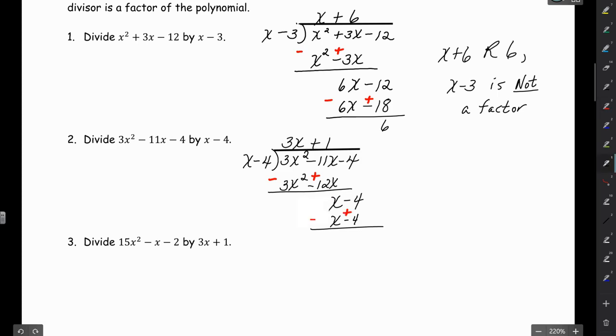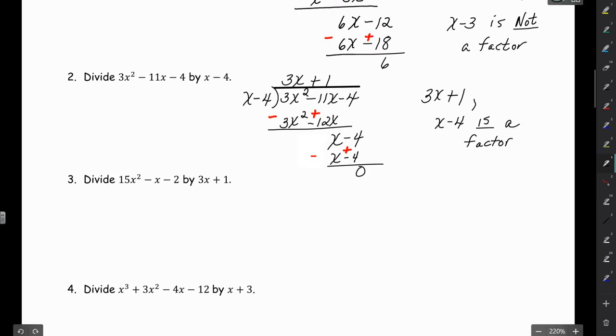We get a remainder of 0 in this case. So the answer, the quotient, is 3x plus 1. We don't have to write remainder 0. If you want to, you can. And we're going to say that x minus 4 is a factor.